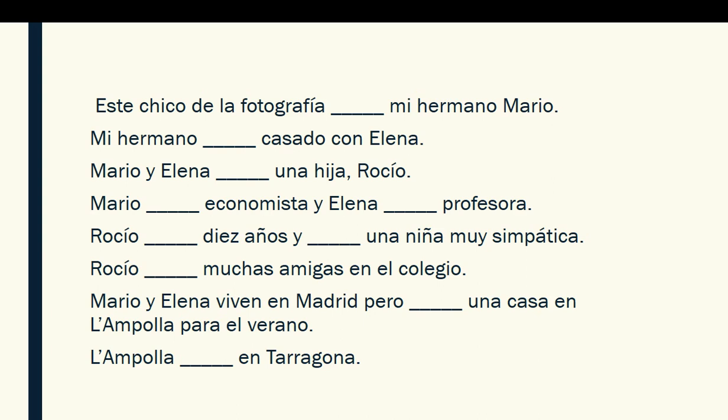Rocio ___ muchas amigas en el colegio. Mario y Elena viven en Madrid, pero ___ una casa en Lampoya para el verano. Lampoya ___ en Tarragona. So, are you ready to know the answer? If you're not, then pause the video first so that you will have the time to answer this. So if you're finished answering, let's continue with the key to correction. Let's know the answers for this activity.